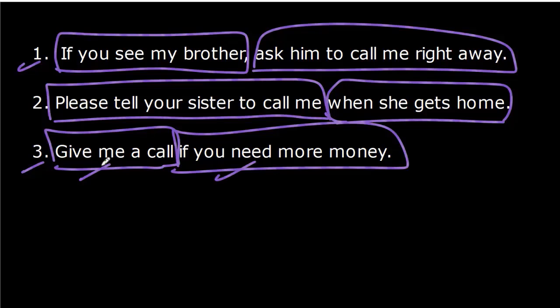And you must have noticed that in the result clause, we're not using the subject because the subject is implied, which is "you." You ask him to call me right away. You please tell your sister to call me. You give me a call. So here, the subject is implied in the result clause, right? Here, the clause is imperative. It's an imperative sentence. All right.